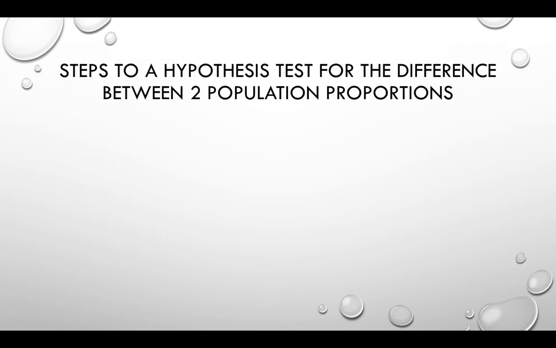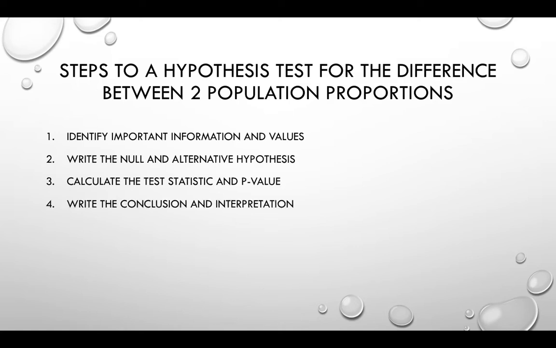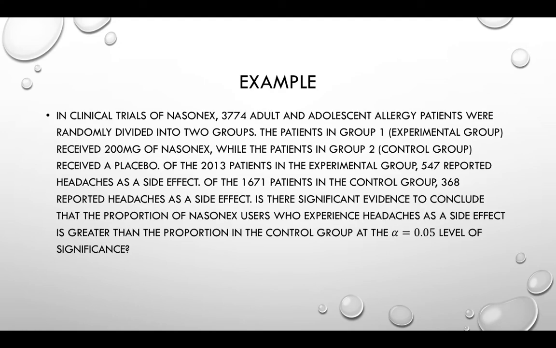So to do a hypothesis test between two population proportions, the first thing we want to do, I'm making this an official step here because it's going to be extra important now, is to identify the important information and the values. So making sure we recognize that this number is for the first population and this is for the second and this is for the first, identifying all of that important information. Then we're going to write the null and alternative hypothesis, calculate the test statistic and p-value, and this step we're going to do solely in our calculator. We're not going to do it by hand at all. And then finally write our conclusion and interpretation. So let's get into an example.